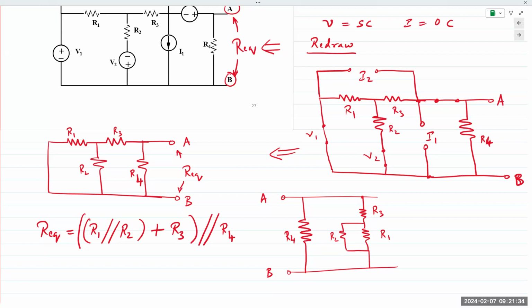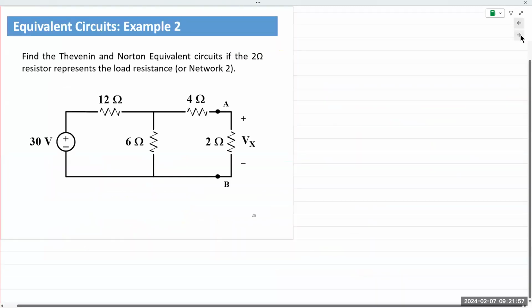All right. Let's take a pause. Let me know if anyone has any final questions. Any questions? Okay, then let's move to a full-fledged example of a circuit.